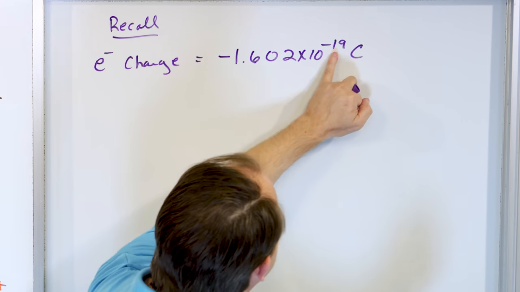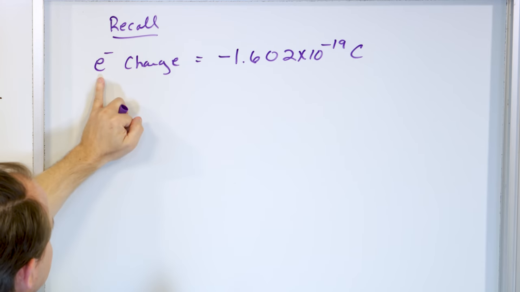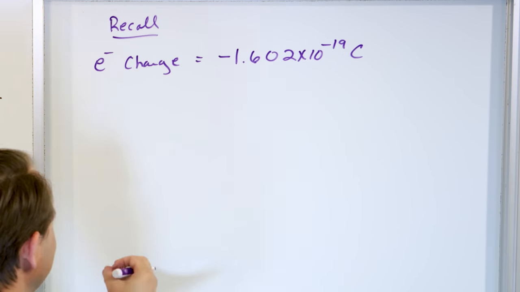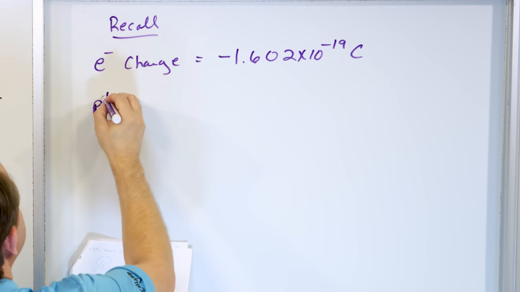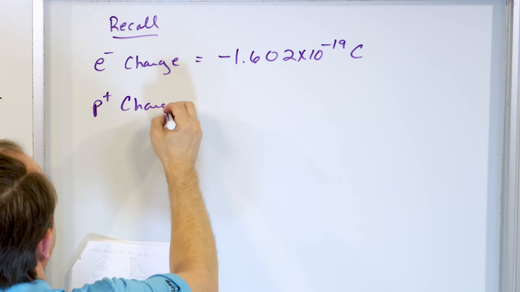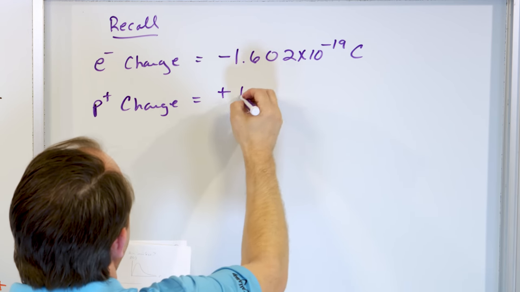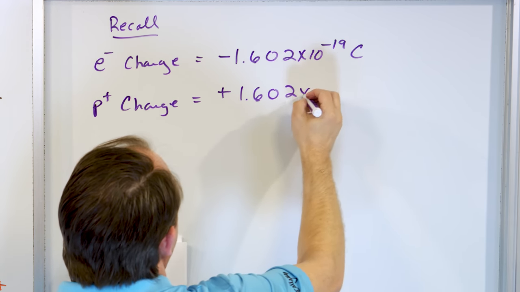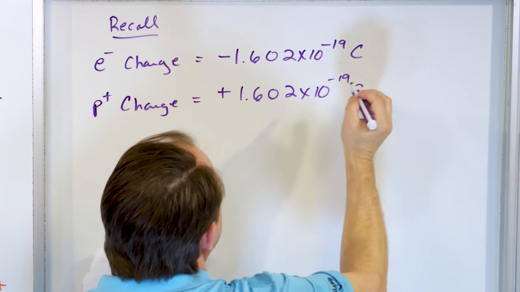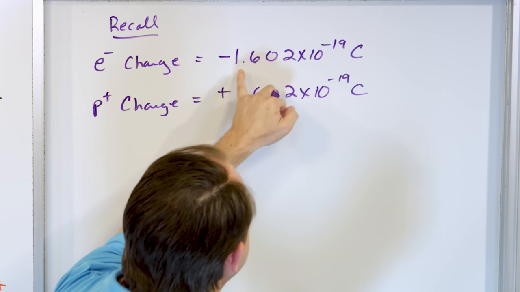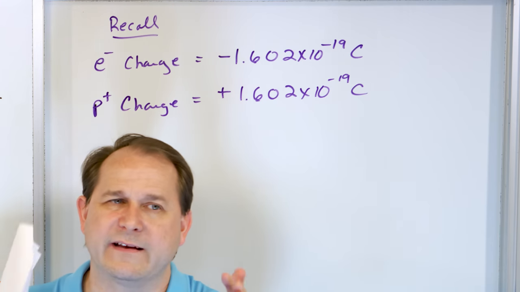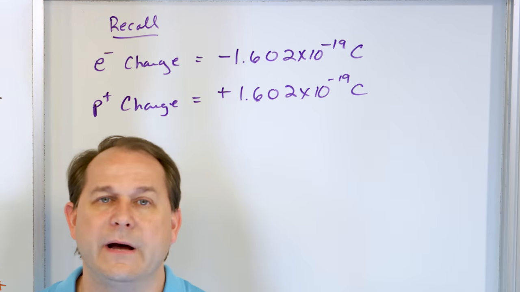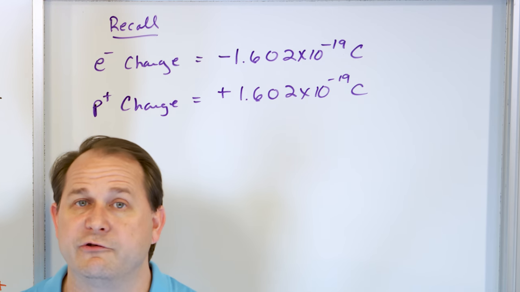But notice this is a really tiny number. Why? Because an electron is a really tiny thing. You don't usually encounter one single electron, but that is the charge on the electron. Protons have a charge of positive 1.602 times 10 to the negative 19 coulombs. Now notice, first of all, that these are exactly the same. It's not that they're close. They're exactly the same. It's kind of a mystery. We don't know why yet, but protons and electrons have the same charge, exactly.